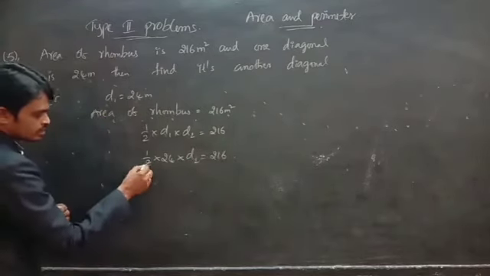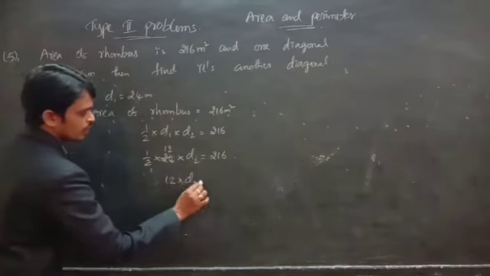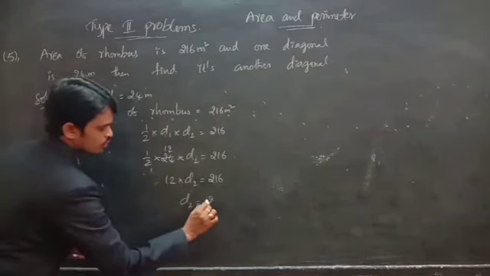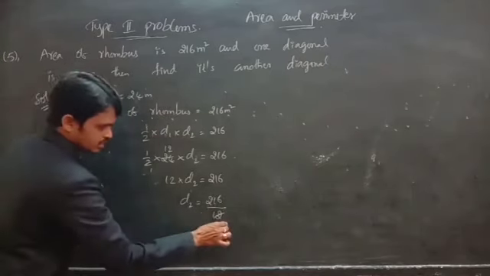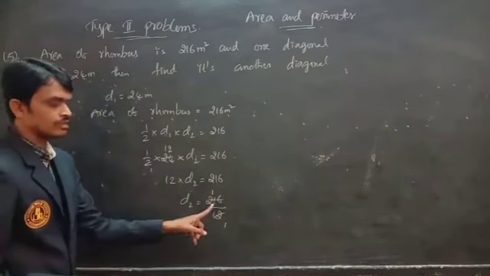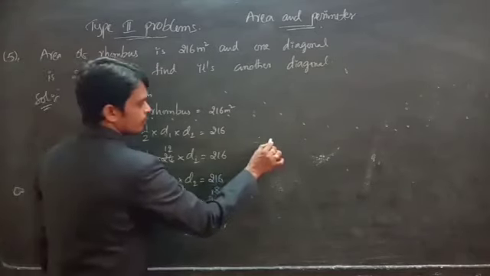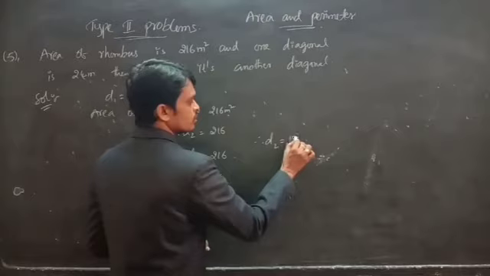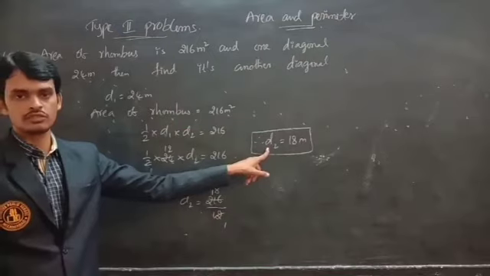Now cancel this: 2 ones are 2, 2 12s are 24. So 12 into D2 is equals to 216. Now D2 is equals to 216 by 12. So cancellation: 12 ones are 12. In 21 12 means nothing but 9, 96. 12 8s are 96. So therefore the other diagonal D2 is 18 meters. So the other diagonal of the rhombus is 18 meters we got.